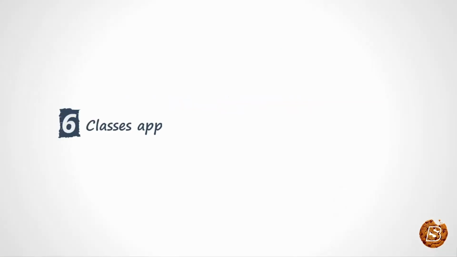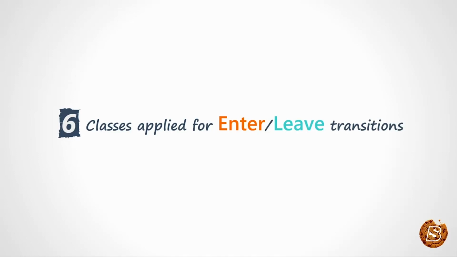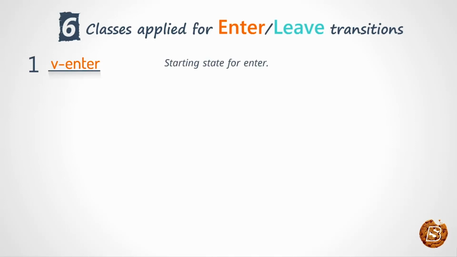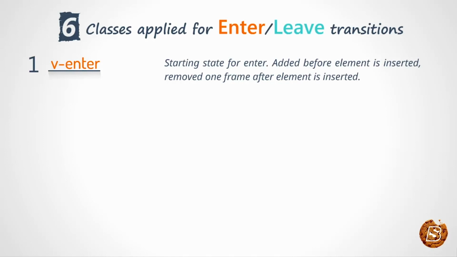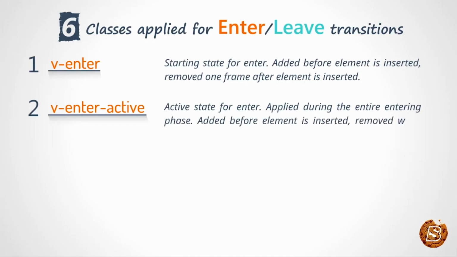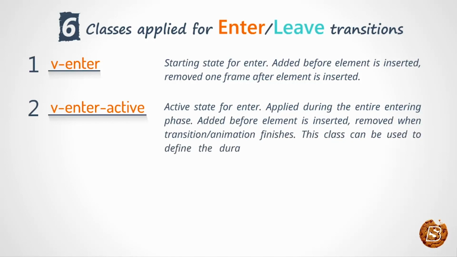So there are 6 classes which are applied whenever enter leave transitions take place. First one being the v-enter, which is the starting state for enter, and it's added before element is inserted, removed 1 frame after element is inserted. Then we have v-enter-active class, active state for enter, and it's applied during the entire entering phase, added before element is inserted, removed when transition or animation finishes. This class can be used to define the duration, delay, and easing curve for the entering transition.